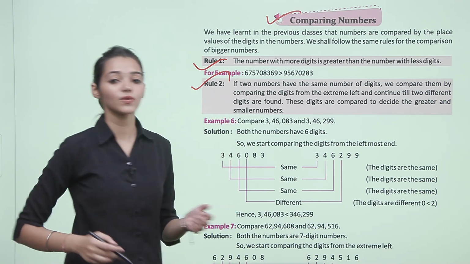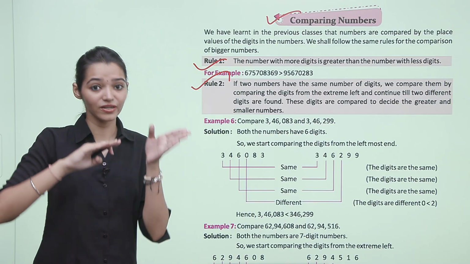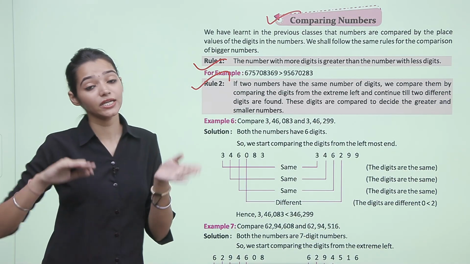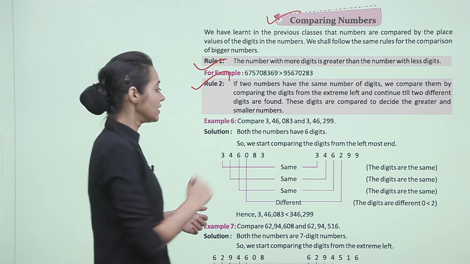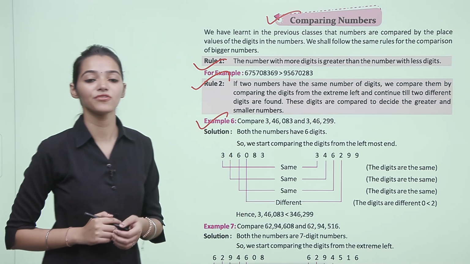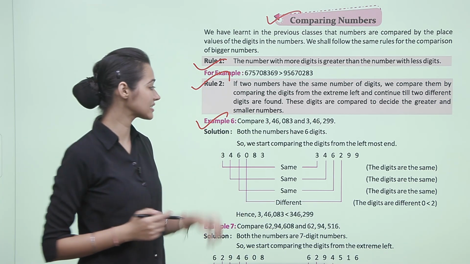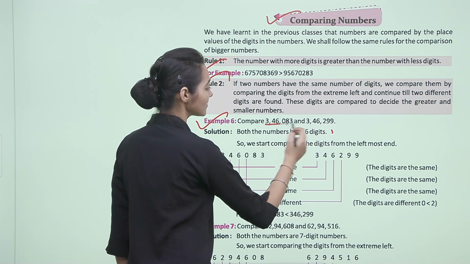Now similarly in the second rule, if two numbers have the same number of digits, then we will compare from their extreme left. Then again we will continue moving right until the digits are different. Now let's understand it better with the help of an example. We have to compare these numbers. Now we know that both the numbers have 6 digits.